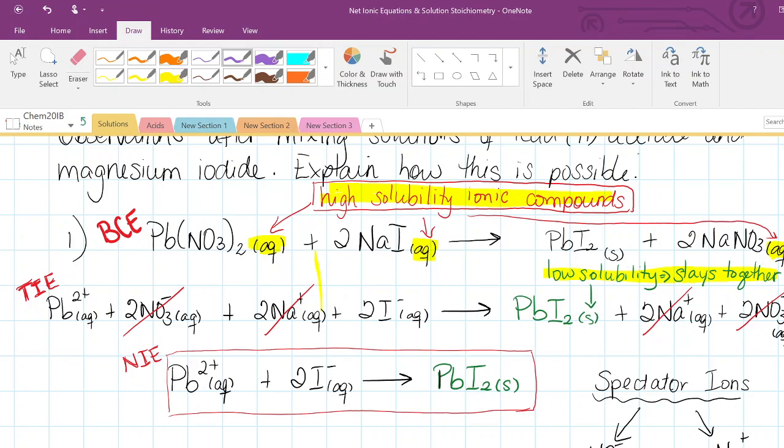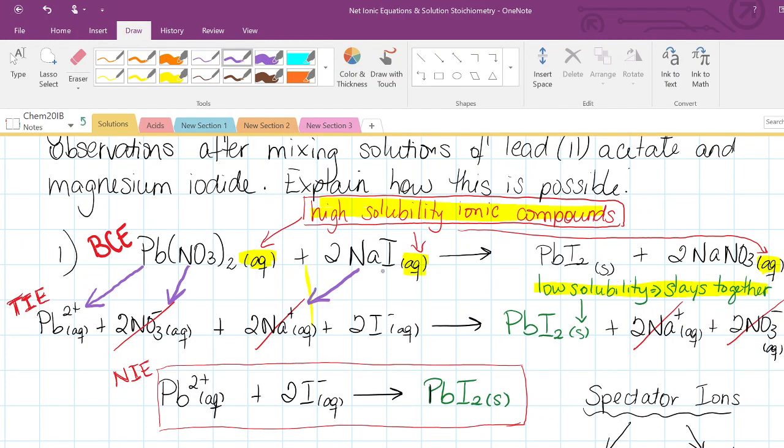Sometimes it helps to see what's happening here. We're dissociating this into its two ions. So you're not writing the solution equation in its entirety. You're basically saying these are the products of what happens when I put my lead nitrate into solution. I'm just showing the products. And then I'm going to do the same thing with my sodium iodide, so I'm going to break my sodium iodide into the products.